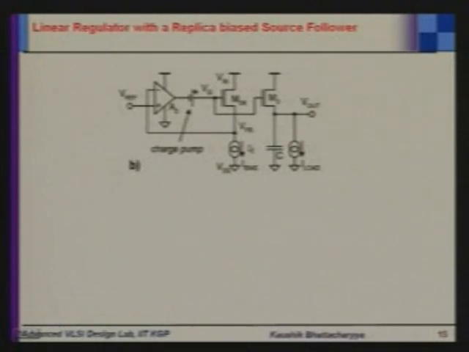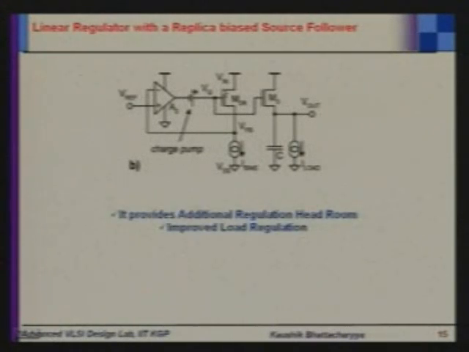Another advantage is that, due to this load current variation, the feedback loop is not experiencing the load current variation, because it is under a different loop. The load current variation is not sensed by this feedback loop. So it provides additional regulation headroom, which I have already told, and improved load regulation, but the load regulation is limited by the amplifier feedback loop.